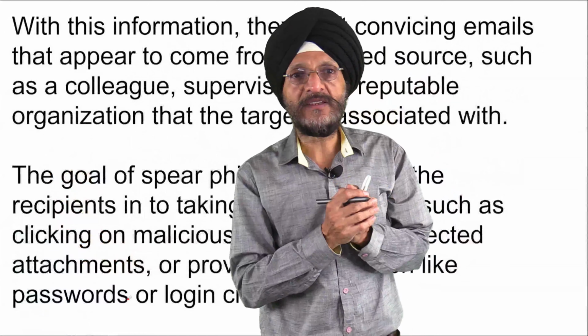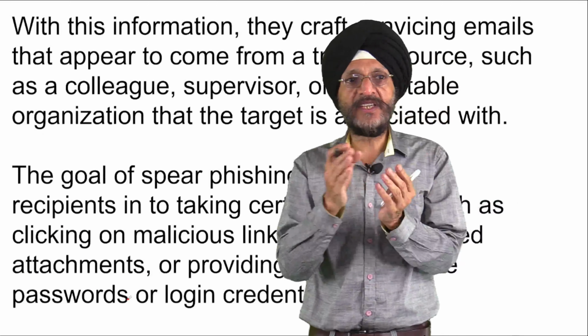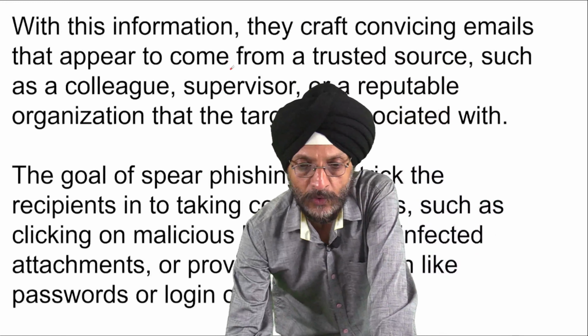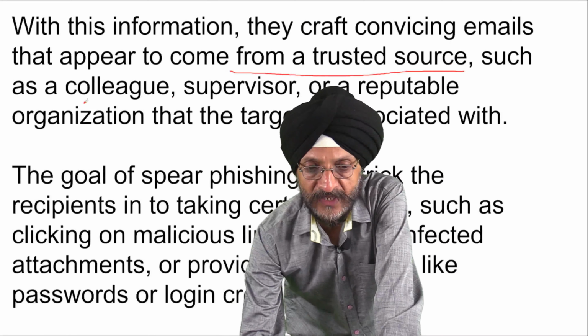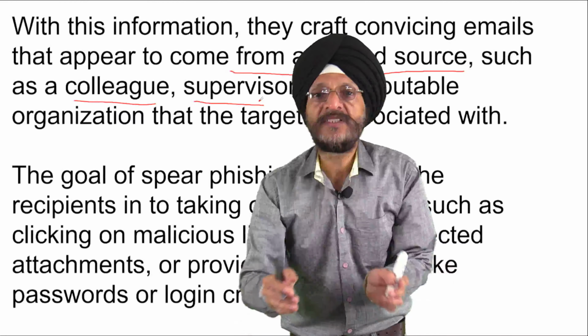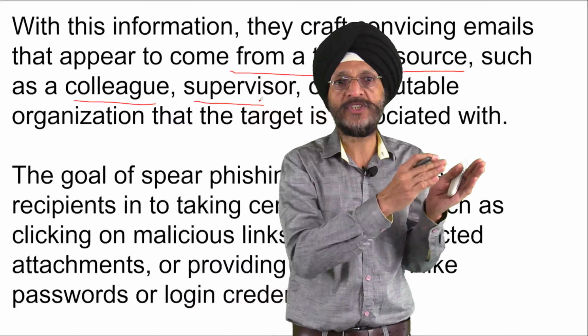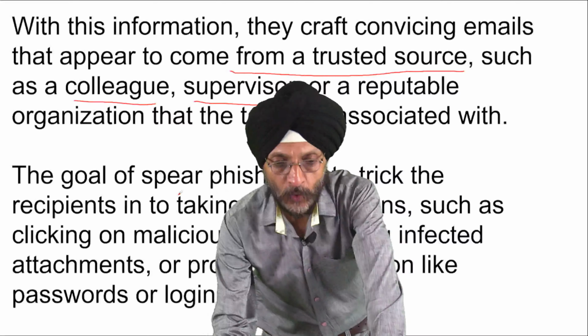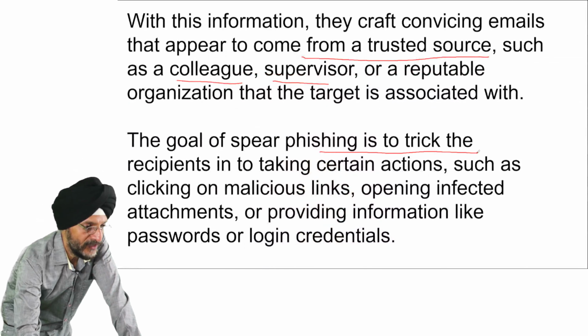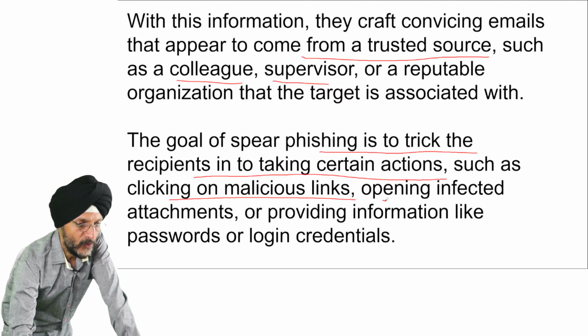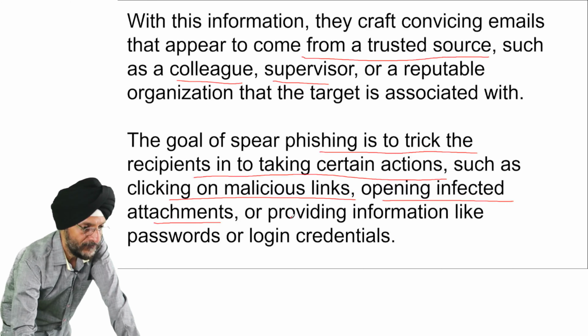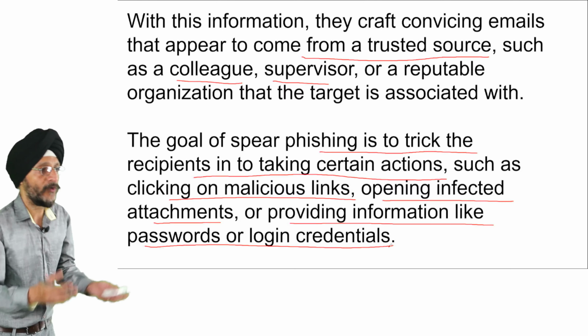With the information gathered, they craft convincing emails that appear to come from a trusted source, such as a colleague, a supervisor, or a reputable organization that the target is associated with. The goal of spear phishing is to trick the recipients into taking certain actions, such as clicking malicious links, opening infected attachments, or providing information like passwords or login credentials.